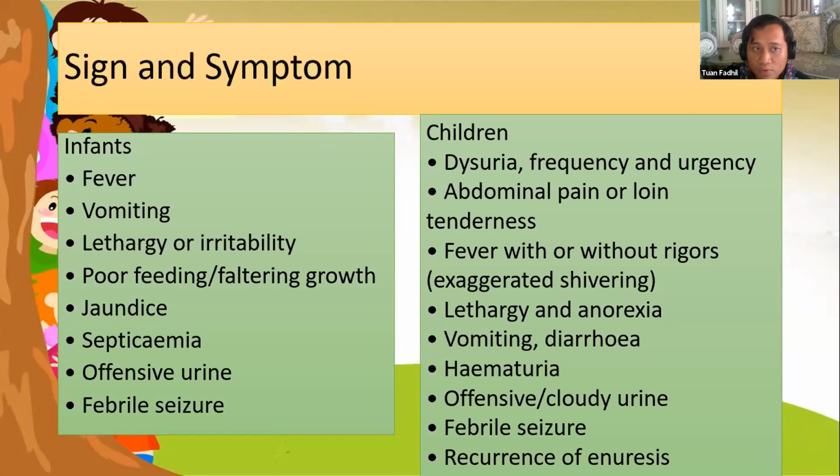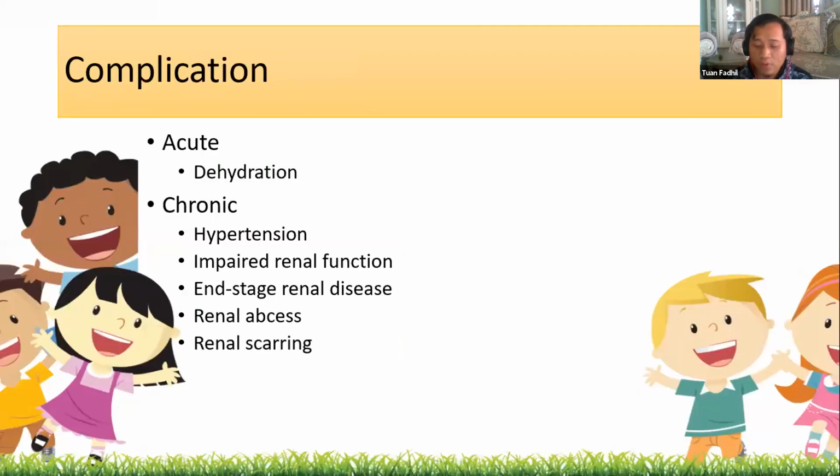So we move to the next, which is the complication. For the complication, the first is the acute condition, where the patient will have dehydration because of the inflammation of the bladder. When they have the inflammation of the bladder, it will increase the viscosity. Okay.